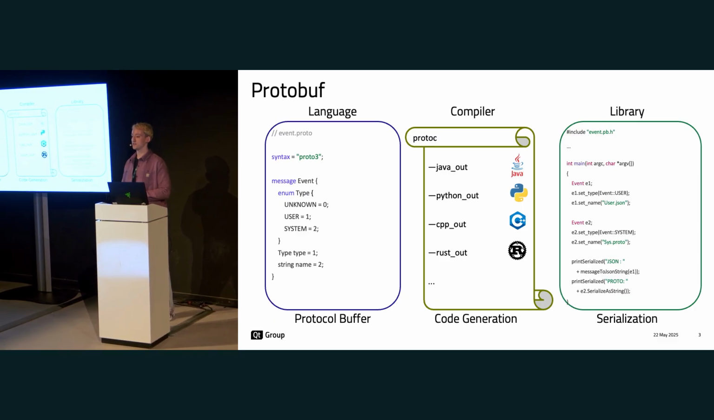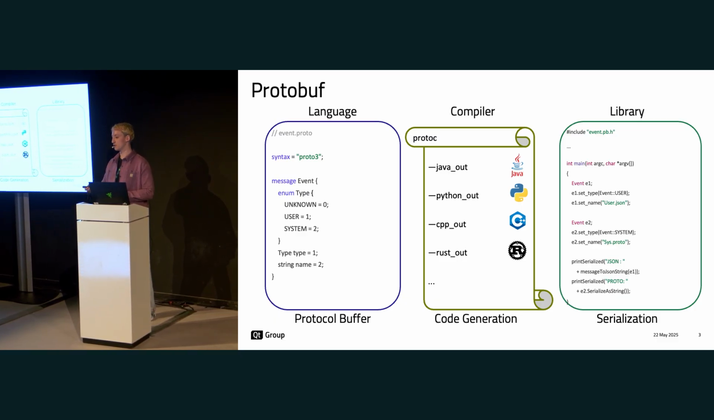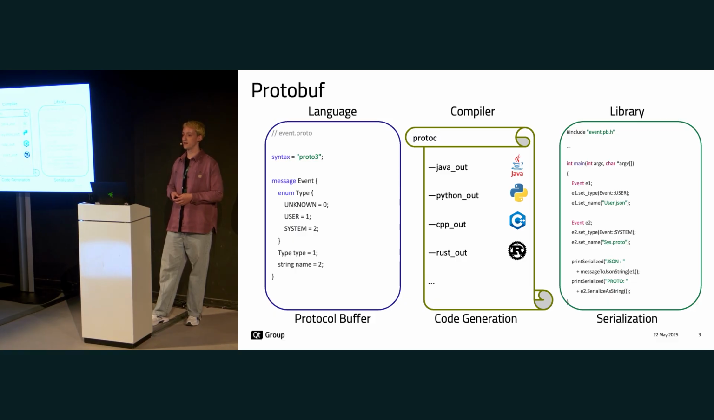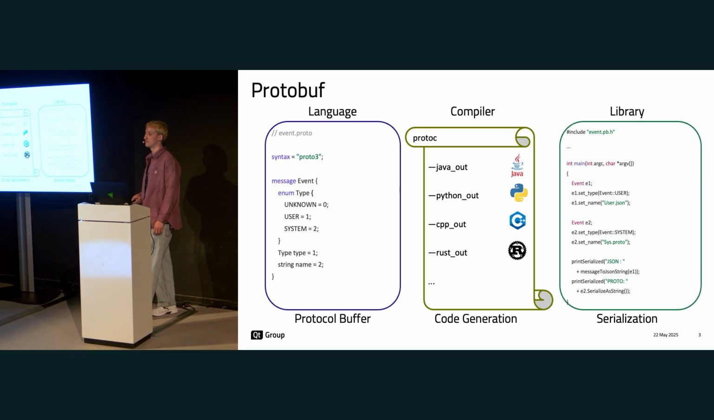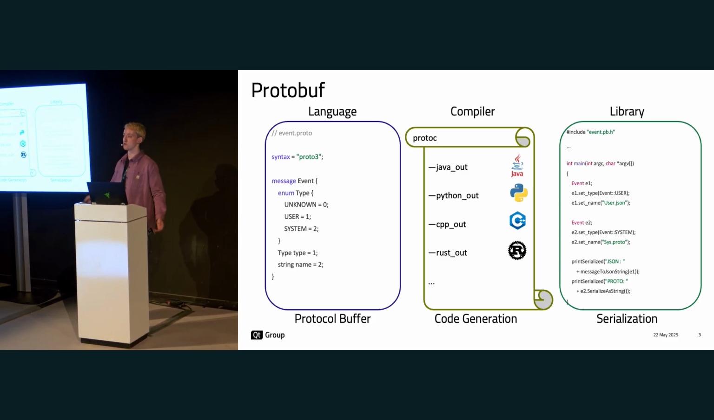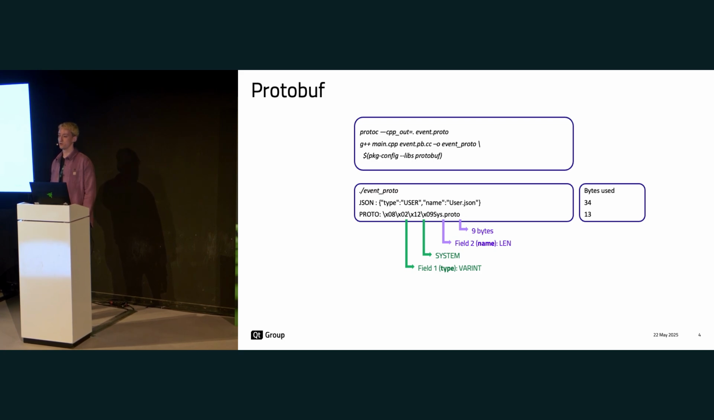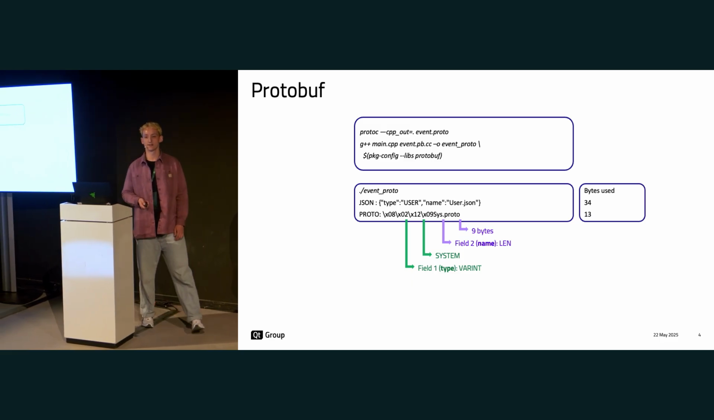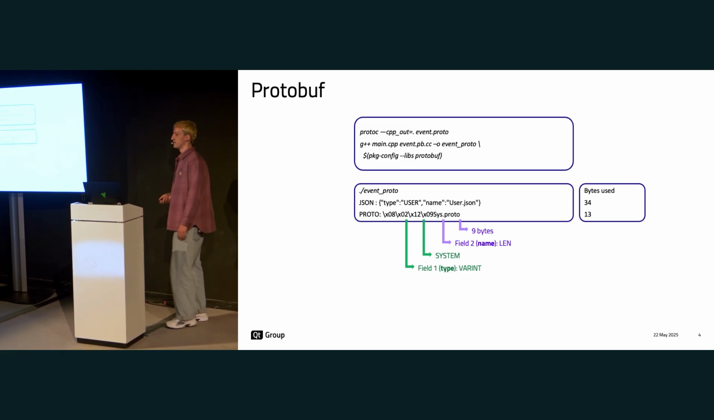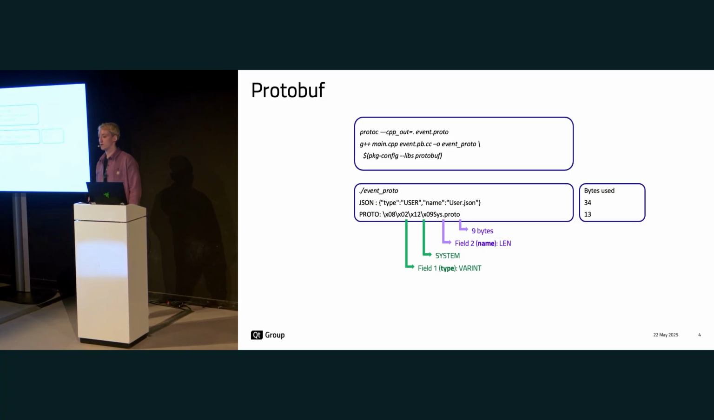For instance, here we use it in C++, so we include our generated file, and then we can declare two types, give it a type and a name, and then we print the serialized output once as JSON and once as the Protobuf format. And if we do this, we would, of course, invoke protoc and compile it, link it, run it, and see, well, we are much smaller here than JSON.